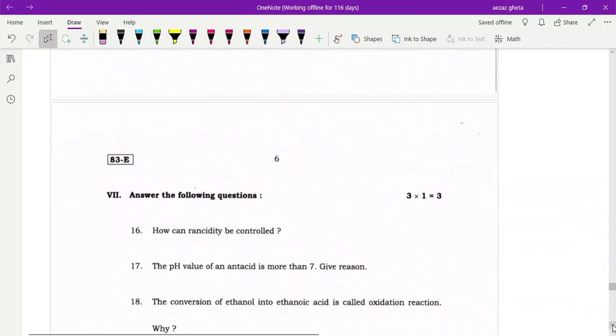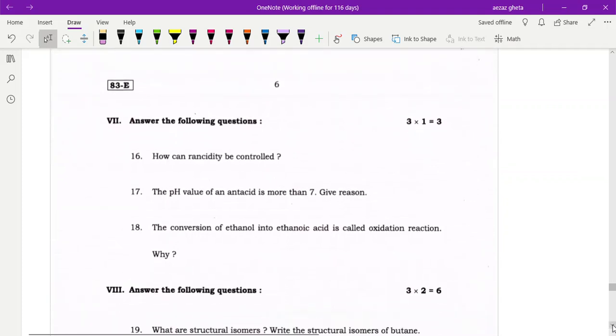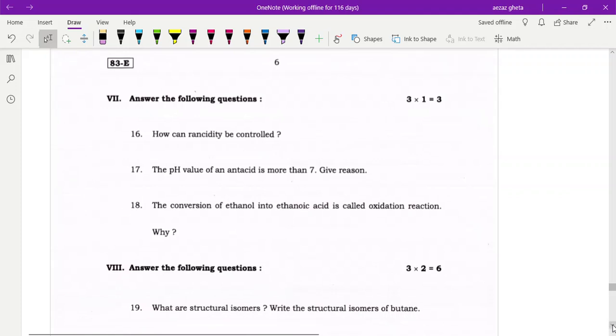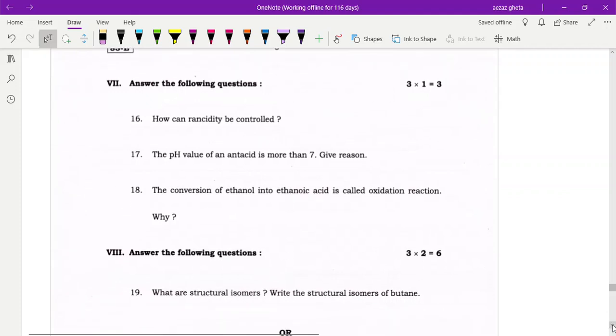How can rancidity be controlled? Rancidity can be controlled by storing the food in a refrigerator, or keeping it in an airtight container, or by adding an antioxidant. Three points I said, you can write, or by flushing with nitrogen gas. Okay, four points I said, any one point is enough. The pH value of an antacid is more than 7. See, antacids are slightly basic in nature, alkaline in nature, so bases have pH more than 7.